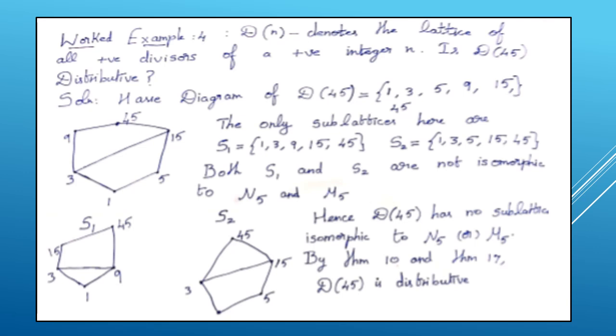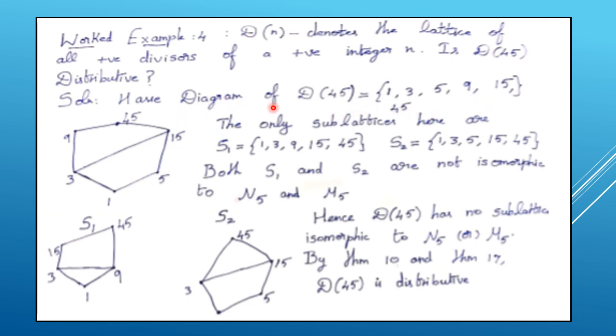So here is an example. D of n is the lattice of all positive divisors of a positive integer n. That is the set of all positive divisors of n, and here the relation is divisibility. So we are going to see D of 45. What are the divisors of 45? There are 6 divisors: 1, 3, 5, 9, 15 and 45.